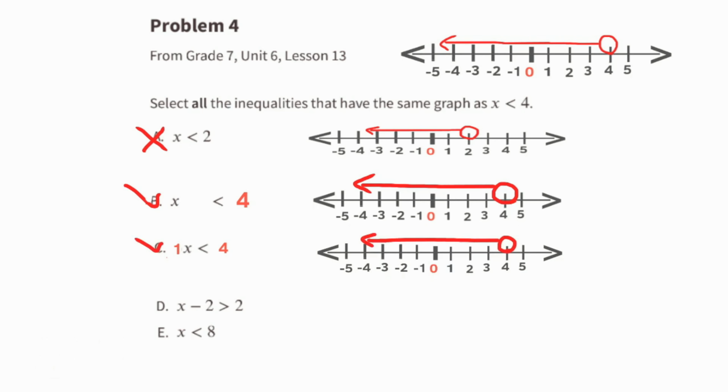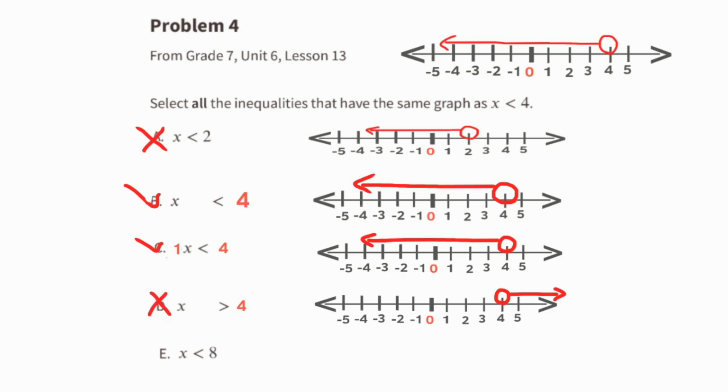D. X minus 2 is greater than 2. We need to add 2 to both sides of the inequality sign. -2 plus 2 is 0. That cancels each other out. And 2 plus 2 is 4. So now it reads x is greater than 4. X is greater than 4 is not going to have the same graph as x is less than 4.